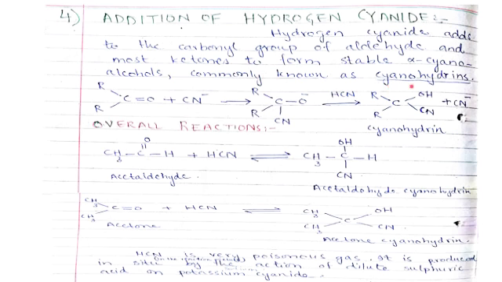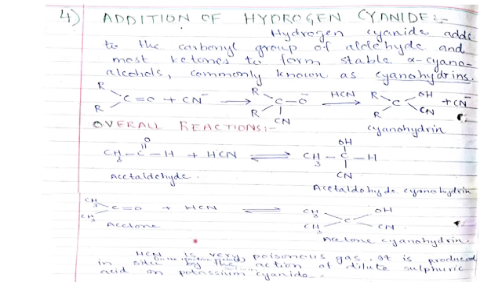as the cyanohydrin. The product obtained by the addition of this cyano group to the carbonyl group is known as the cyanohydrin. And the overall reaction is as follows. Aldehyde when treated with hydrogen cyanide leads to the formation of the aldehyde cyanohydrin, and ketone leads to the formation of the ketone cyanohydrin. In this case, acetaldehyde is used, so acetaldehyde cyanohydrin will be obtained, and acetone by reaction with hydrogen cyanide will lead to the formation of the acetone cyanohydrin molecule.